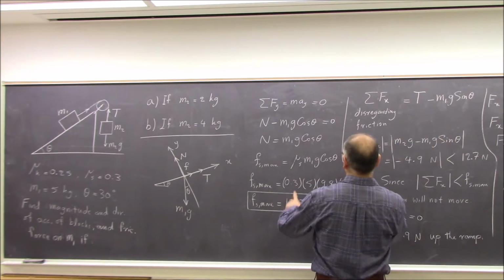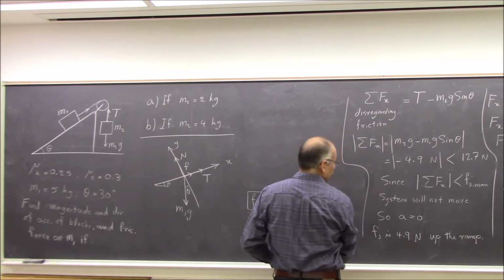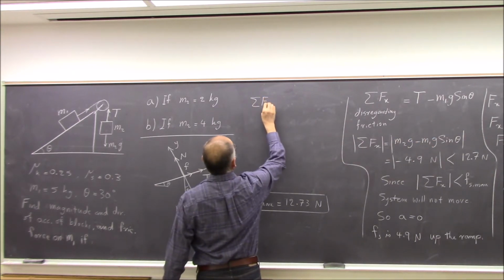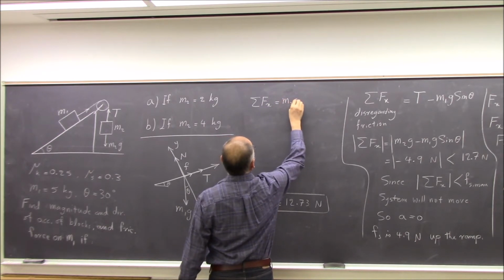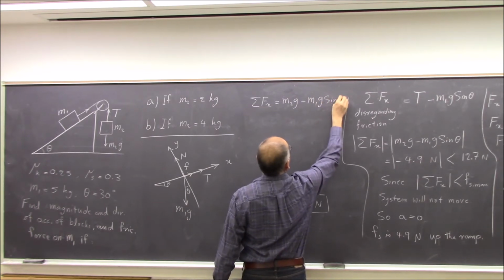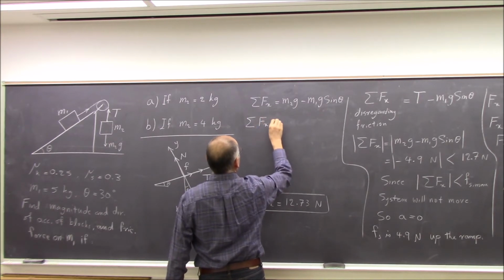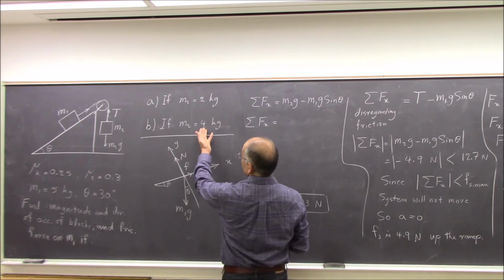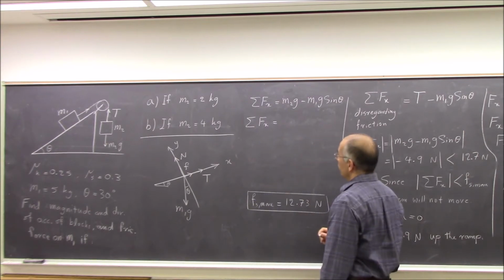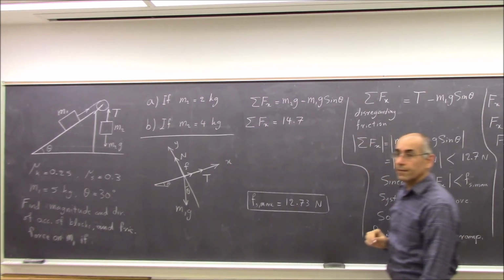Because we keep this here, and I delete all of this because this is the same as before. And now sum of Fx equals M2g minus M1g sine theta. So how much is that? 14.7. That's what I got. M2g, which is about 40, minus that 25. Yeah, 14.7, that makes sense. 14.7 Newton.